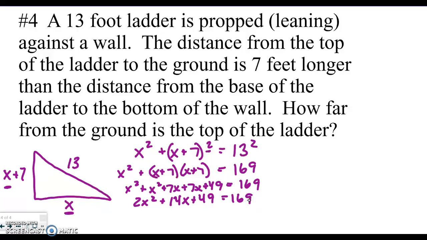Okay. Now, I don't have it equal to 0, so I'm going to make it equal to 0. Bring over 169. I'm left with 2x squared plus 14x plus 49 minus 169, which is negative 120, is equal to 0. Now I have it equal to 0 and everything simplified. My goal now is to factor. I need to know what x is equal to in order to answer this question.